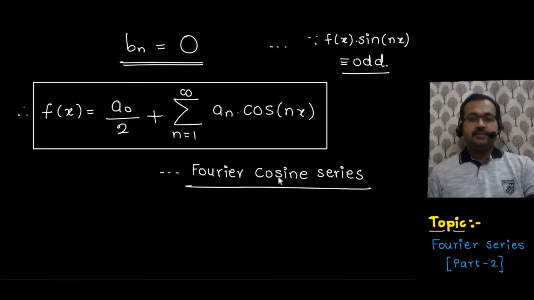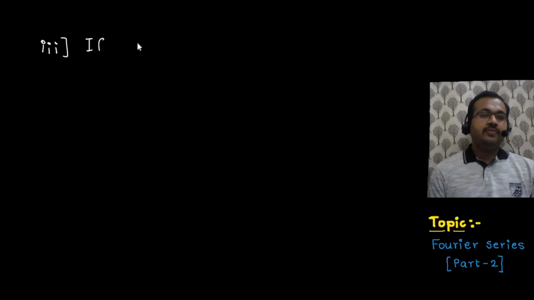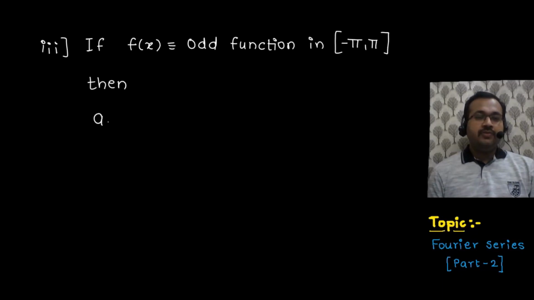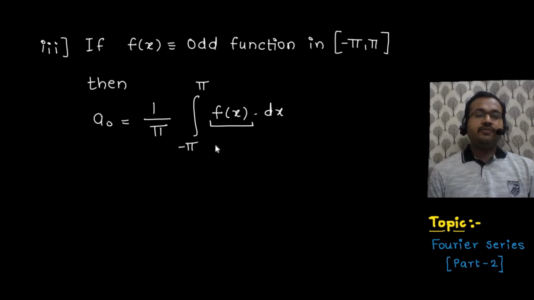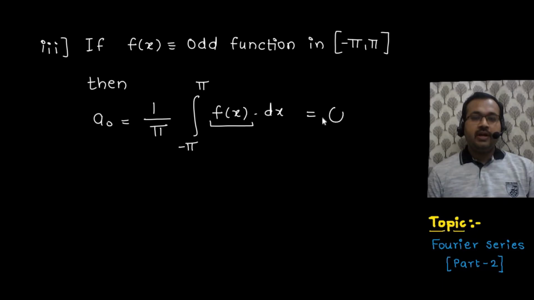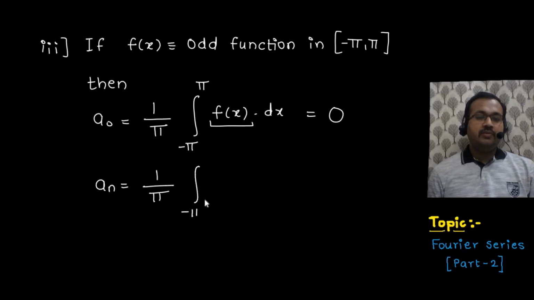Now we move to the next case, case 3. If f of x is an odd function in the interval minus pi to pi, then we start with the Fourier coefficients again. The formula for a0 is 1 upon pi integration minus pi to pi f of x dx. Since this f of x is an odd function, by using integral properties of odd functions, we get a0 equal to 0. Similarly, an can be calculated by using the formula 1 upon pi integration minus pi to pi f of x into cos nx dx.